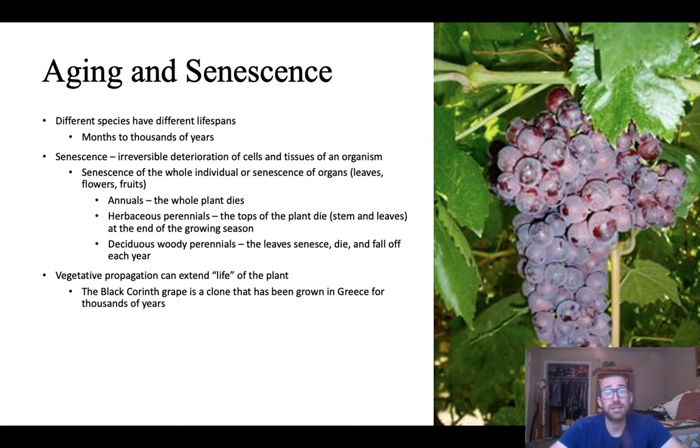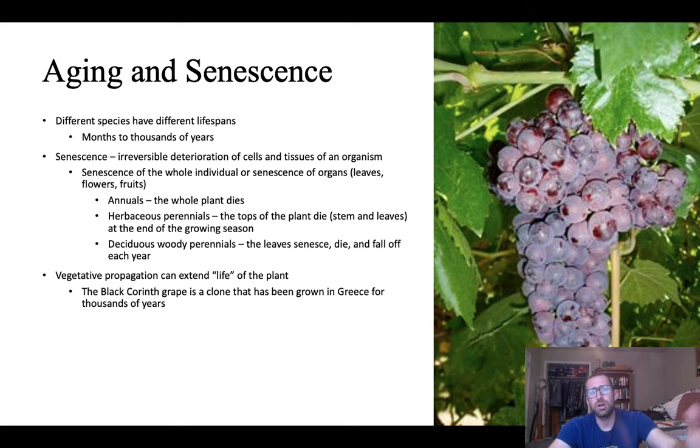Now in our plants, they have different lifespans, just like other organisms, and they can be from a few months to thousands of years. Right? But eventually we're going to see senescence. And when we're talking about senescence, we can talk about that in terms of the whole plant or the whole individual, or of particular organs such as leaves, flowers, or fruits.